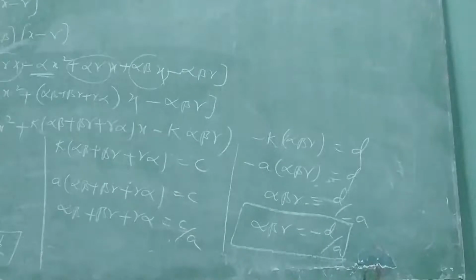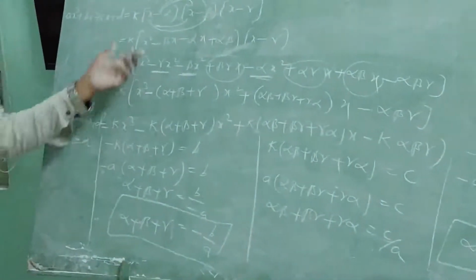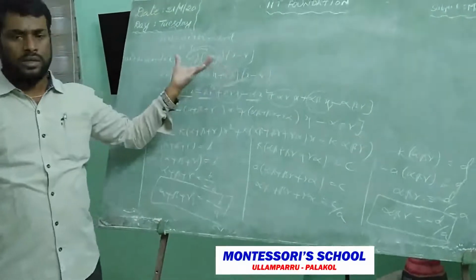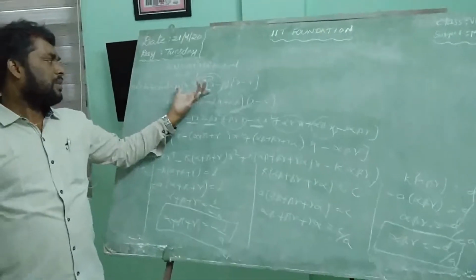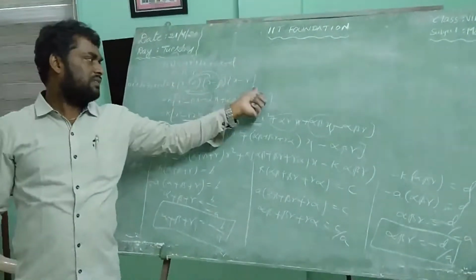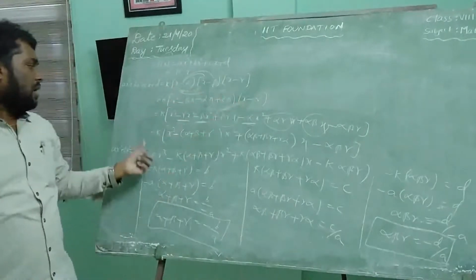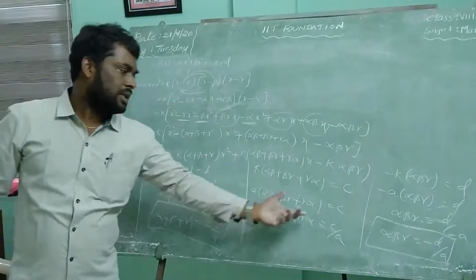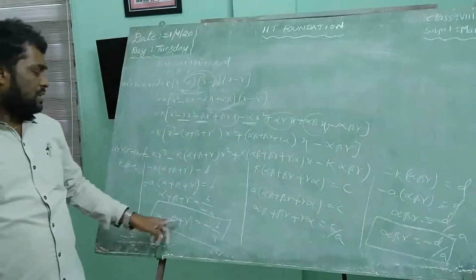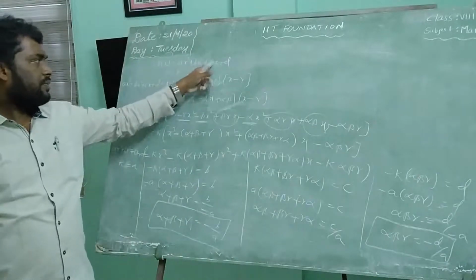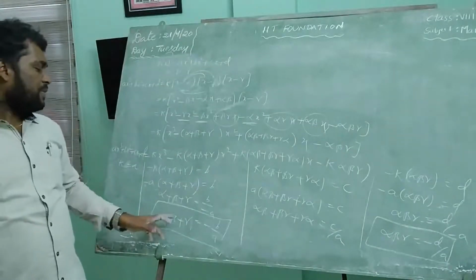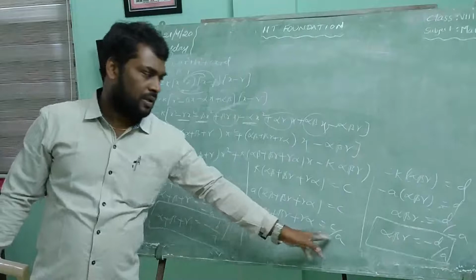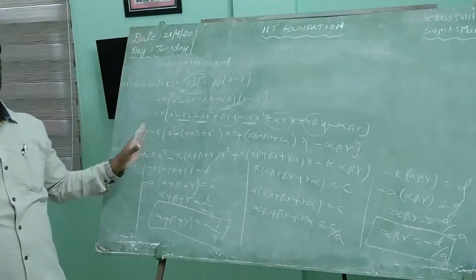So if alpha, beta, gamma are the zeros of a cubic polynomial, then the cubic polynomial is k into x minus alpha into x minus beta into x minus gamma. We can find a cubic polynomial when the zeros are given by using this formula, or by using the modified formula. Both are the same. And what are these? These are the relationship between zeros and coefficients of a cubic polynomial. Alpha plus beta plus gamma is equal to minus b by a. Alpha beta plus beta gamma plus gamma alpha is equal to c by a. And alpha beta gamma is equal to minus d by a.